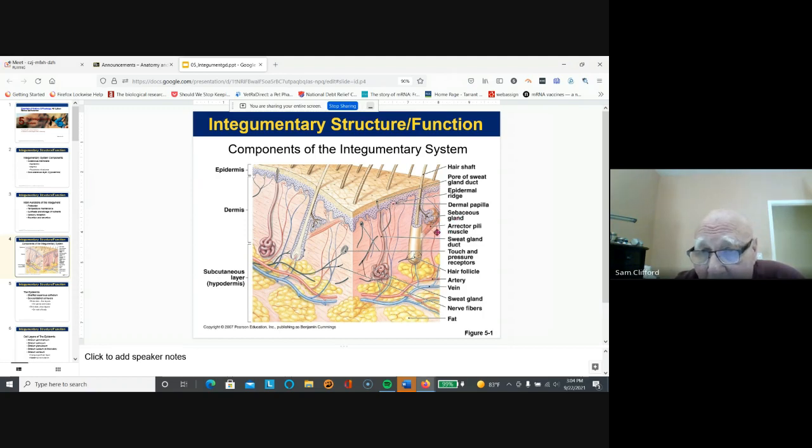The sebaceous gland is a gland that is associated with hair follicles that secretes sebum, a waxy oily material that waterproofs the hairs and the skin. The sweat gland's purpose is to release sweat to do evaporative cooling. Touch and pressure receptors, these particular ones in the middle of the dermis, are called Pacinian corpuscles. These are called Meissner's corpuscles.